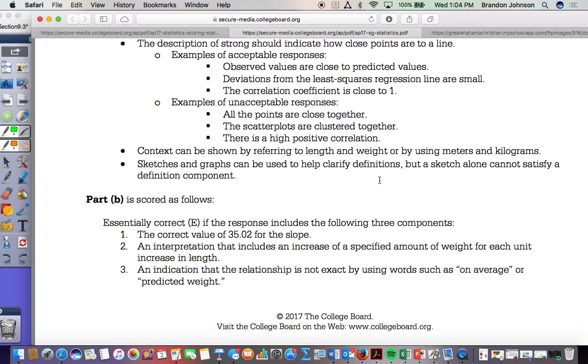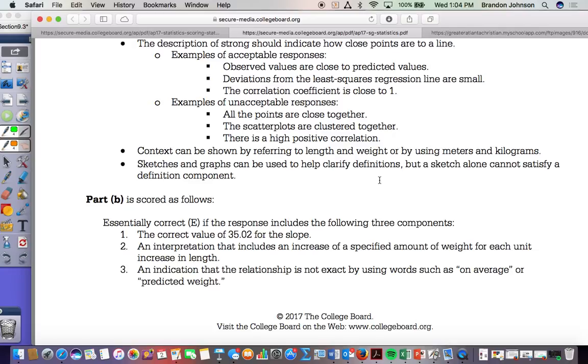Unacceptable would be: all the points are close together, the scatterplot is clustered together, there's a high positive correlation. Those are unacceptable answers. Maddie? Except the plots, the points closely follow the LSRL, and there's not a lot of varying through the line. I will take that because that's referring to deviations.